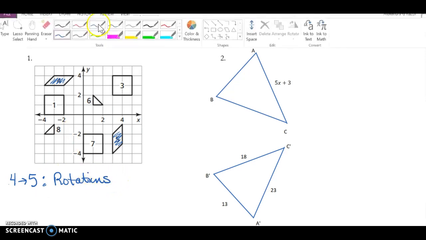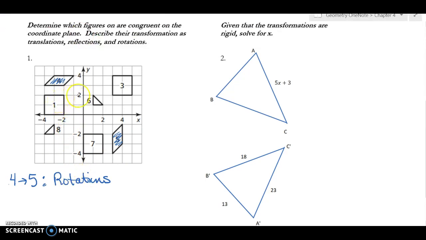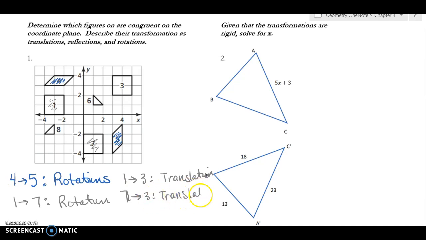Okay, let's look at the next one. 1 to 7. That also is a rotation because it stayed in the same place, but it just rotated to this axis here. So this is a rotation. But then if I go from 1 to 3, 1 to 3 is a translation because it moved to the right and up. And 7 to 3 is also a translation. So that takes care of our little squares.